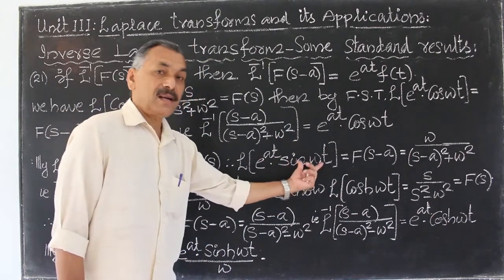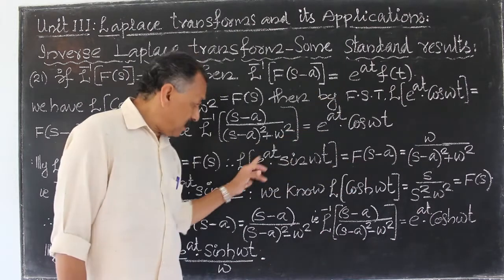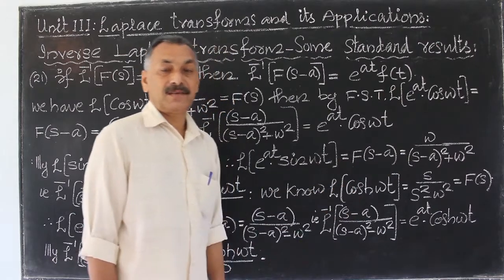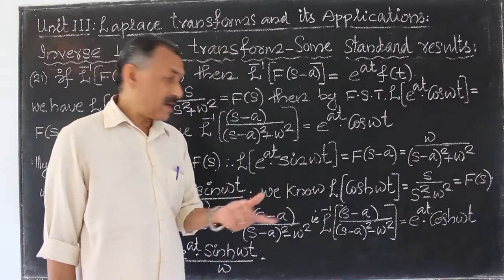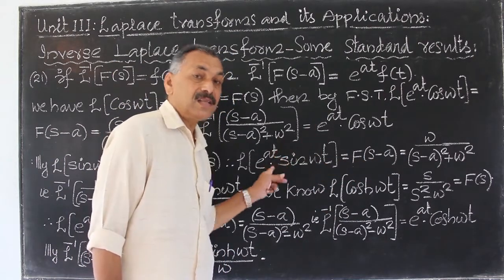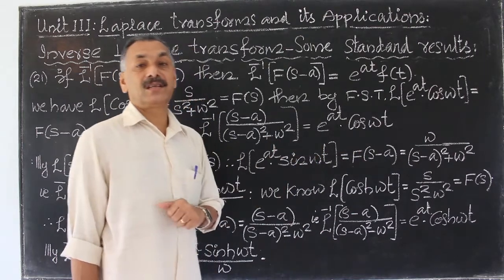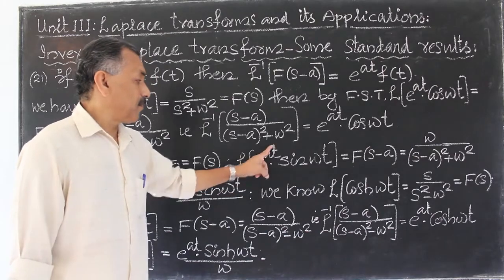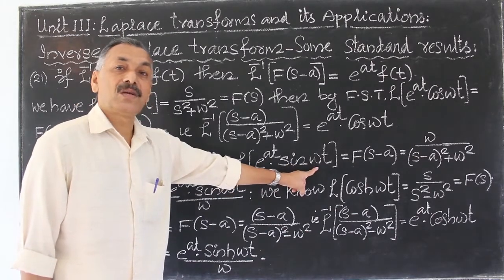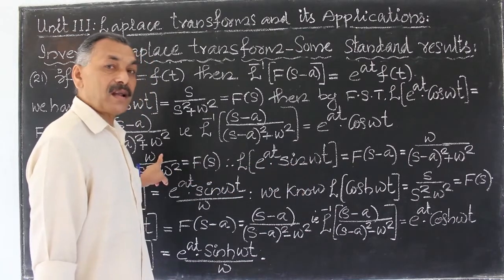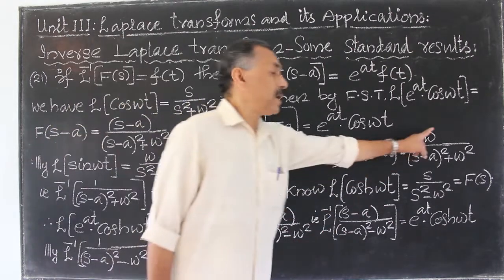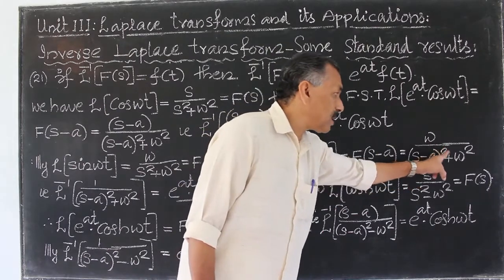Sin omega t transform f of s ആയാൽ e raised to at into sin omega t transform എന്തായിരിക്കും? f of s minus a. f of t transform f of s ആയാൽ e raised to at into f of t, f of s minus a. അതല്ലേ ഫസ്റ്റ് ഷിഫ്റ്റ് തിയറം. Therefore, Laplace transform of e raised to at into sin omega t is equal to ഈ sin omega t ട്രാൻസ്ഫോമിനകത്ത് s ന് പകരം s minus a, that is omega divided by s minus a square plus omega square.